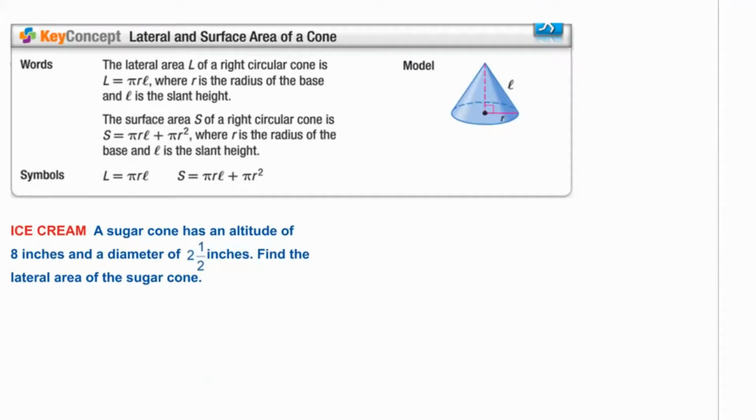The formula for the lateral area of a cone will be pi RL, where L is the slant height. As in the previous portion of this video, the surface area will be the lateral area plus one base, because we have one base with a cone.